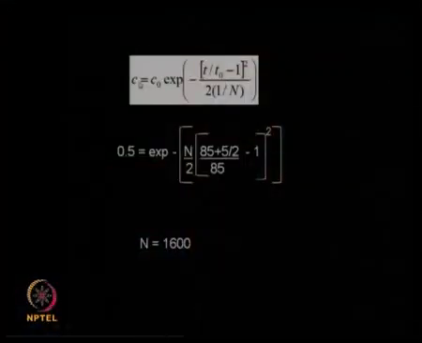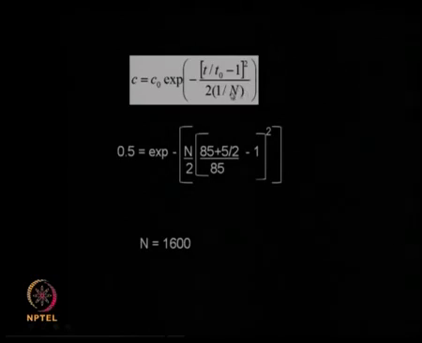So we used this particular relationship. You remember we used to have sigma square here, sigma square is equal to 1 by n. So we are using C is equal to C naught exponent minus T by T naught minus 1 whole square divided by 2 into 1 by n. We know T naught which is 85, T is 85 plus 5 by 2, C by C naught is 0.5. So we substitute everything, the only unknown here is N, so we can calculate the N. So it is very straightforward.